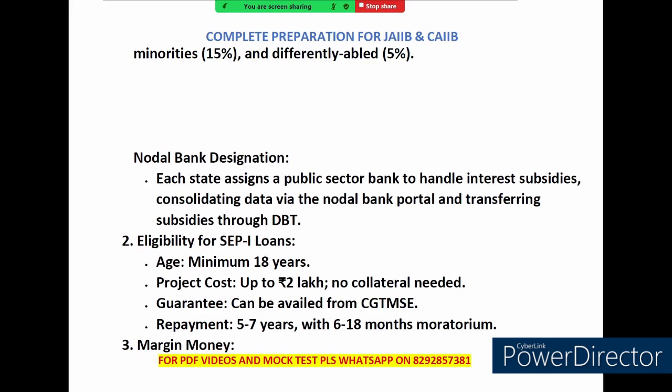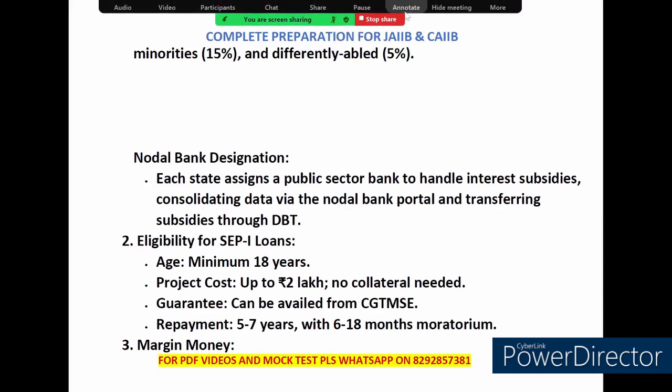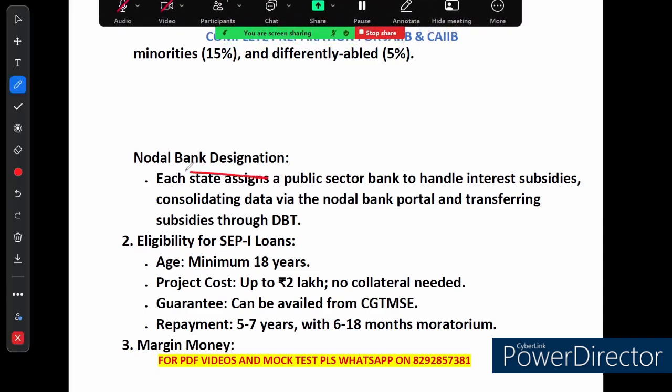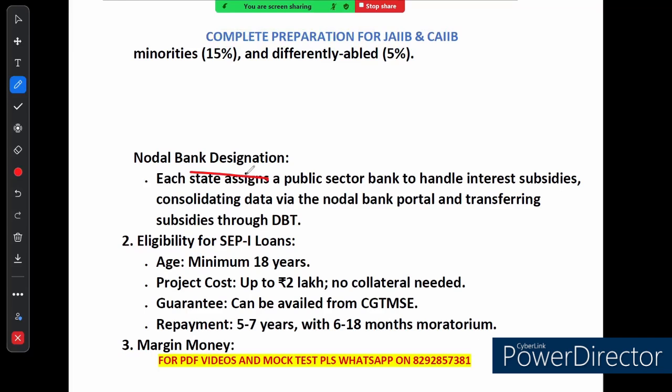Now we are talking about how states handle interest subsidy for urban livelihood and SEP loan program. The nodal bank designation is the first topic that we have to discuss. Each state assigns a public sector bank to manage interest subsidy, and these banks collect and process data through a specific portal, and subsidies are directly transferred to the beneficiary account using DBT. DBT means direct benefit transfer. So every state assigns a public sector bank to manage interest subsidy.